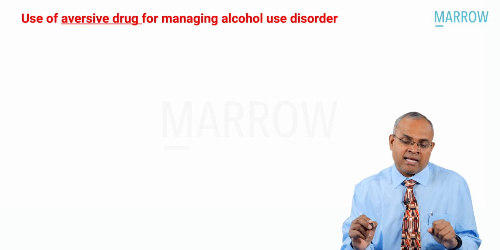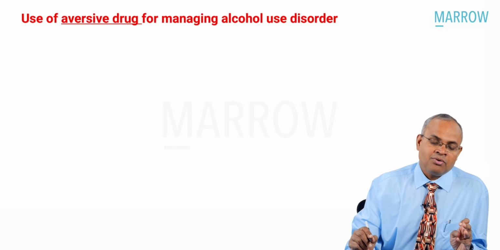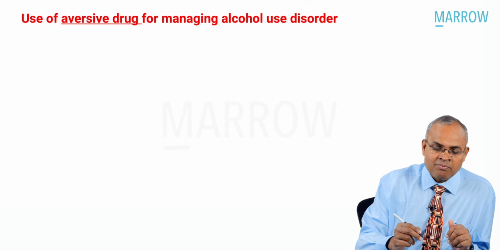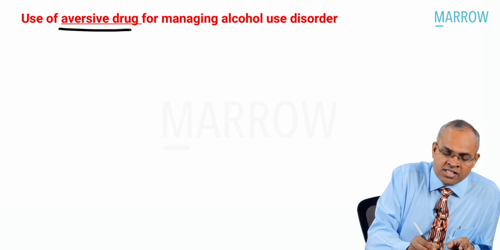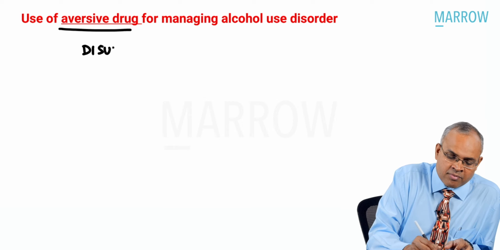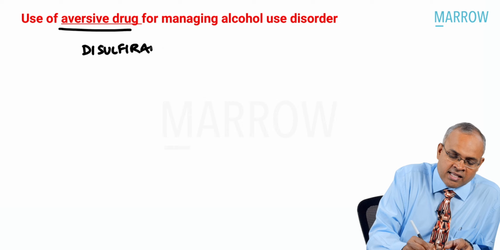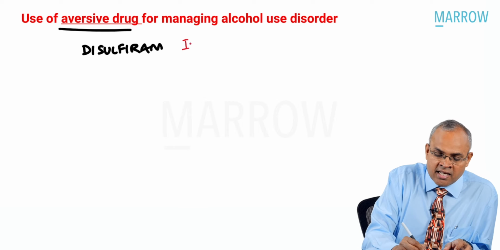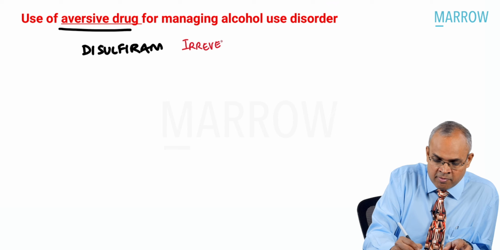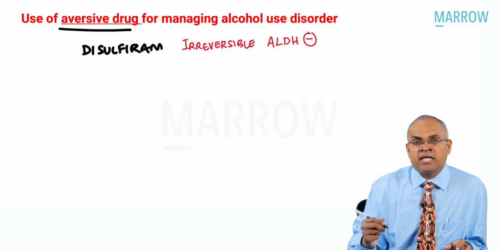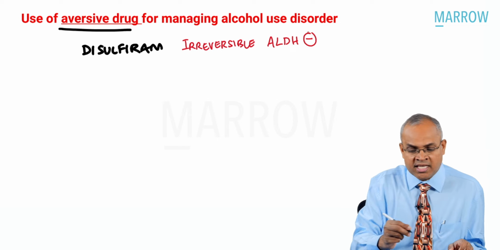So, when you're talking about alcohol, it's also good to know about aversive drugs and anti-craving drugs. In aversive drugs, what should we know? The drug we are talking about is called disulfiram. Disulfiram is an aversive drug. It is an irreversible aldehyde dehydrogenase inhibitor.